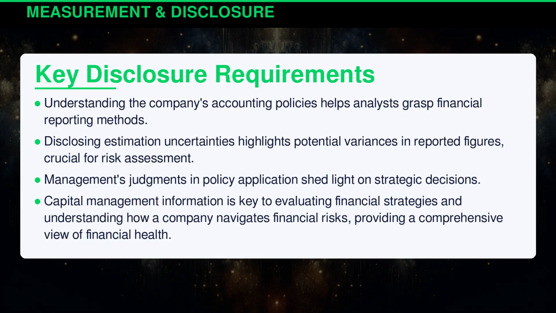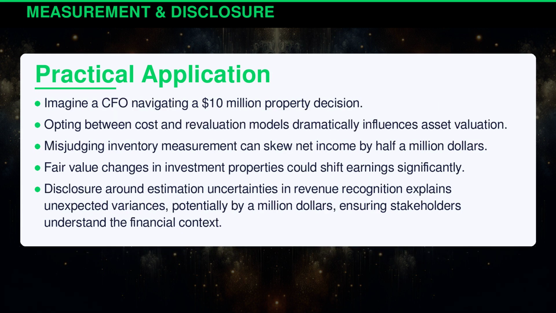Imagine a CFO navigating a $10 million property decision. Opting between cost and revaluation models dramatically influences asset valuation. Misjudging inventory measurement can skew net income by $500,000. Fair value changes in investment properties could shift earnings significantly. Disclosure around estimation uncertainties in revenue recognition explains unexpected variances, potentially by $1 million, ensuring stakeholders understand the financial context.